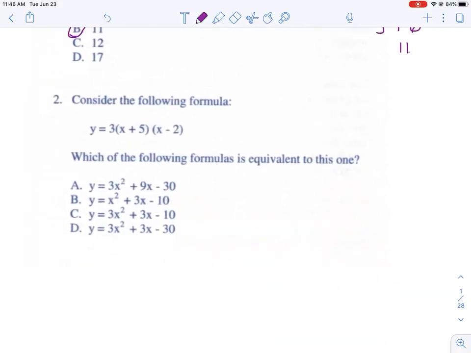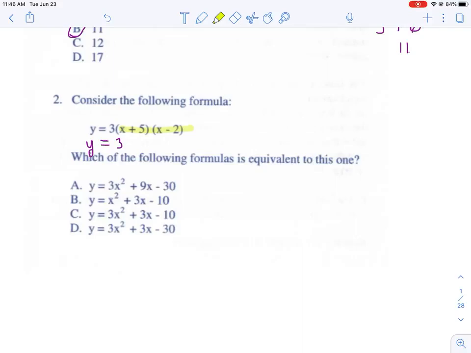Consider the following formula. Which of the following formulas is equivalent to this one? So when I see, like I mentioned earlier, parentheses that are next to each other, that implies multiplication. Well, when we have more than one piece inside of the multiplication, we must distribute. Now, yes, there's a 3 out in front. What I'm going to do with that 3 is I'm going to hold it, and I'm going to deal with this. Now, multiplication is what's called commutative. If there are 3 things multiplied together, I can multiply in any order.